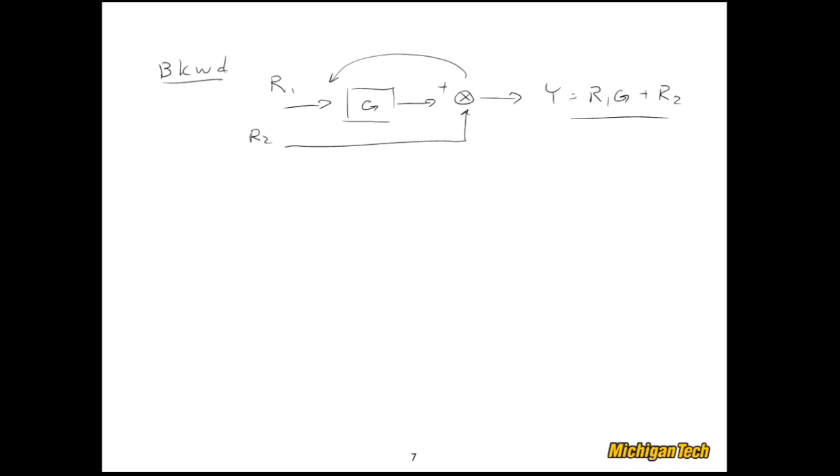So let's go ahead and start drawing that out. Here's our R1. We'll just move that summing junction. And here's our block G, and there's our output Y. And we'll also have R2 coming along, and we'll stick in a blank block for now. We'll add those up just like they were in the previous block diagram.